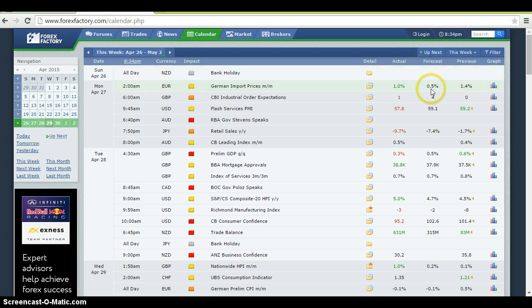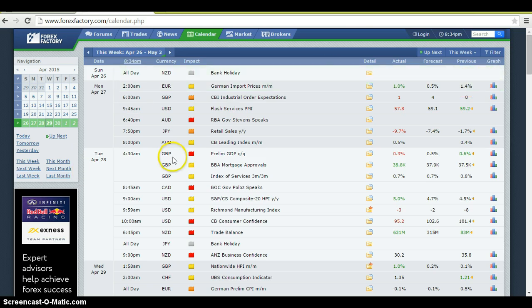You'll have the forecast. So the forecast is what the economists in that particular economy, or the markets, expect. So then they'll put the forecast. Then you'll have the previous month or the previous quarter or the previous year. It depends. It'll tell you.